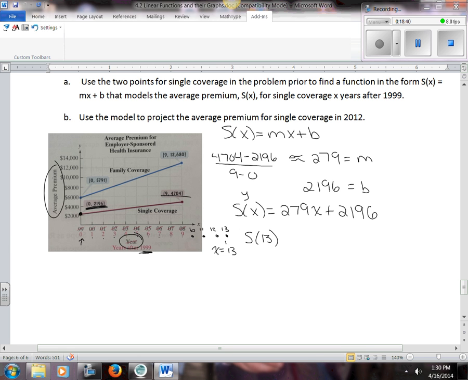So 13 years later, s of 13, we're going to substitute in that value. And after 13 years, what's my cost of single coverage? It's going to be about $5,823.